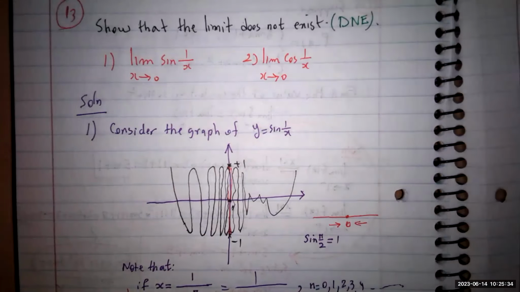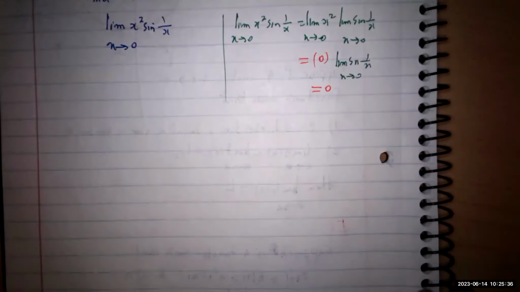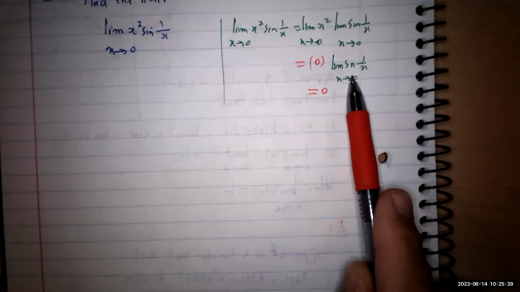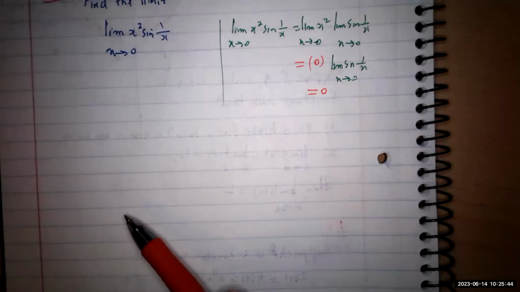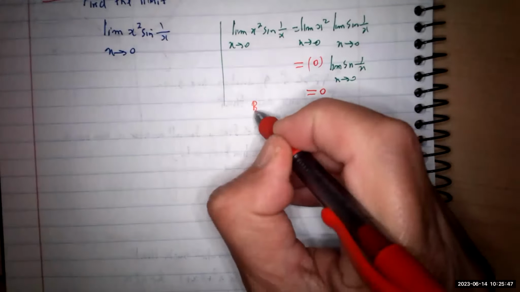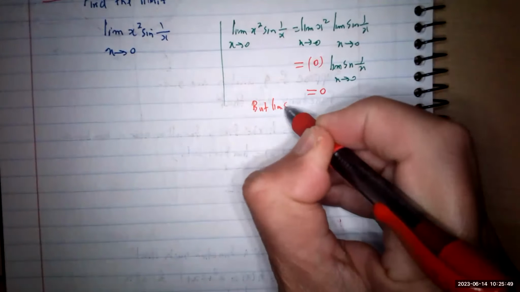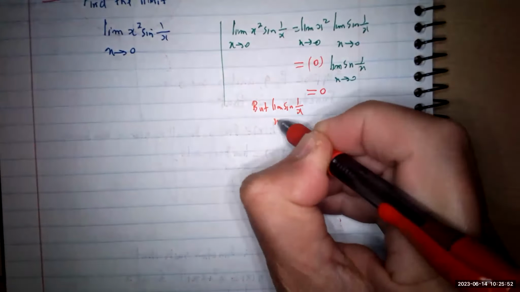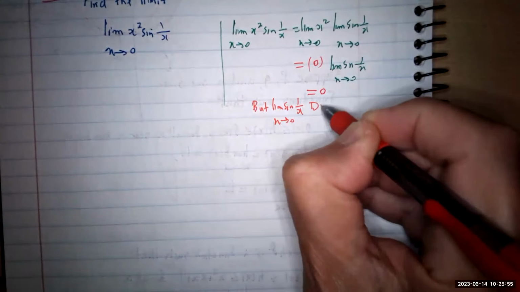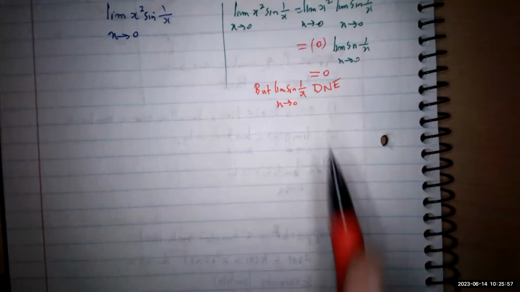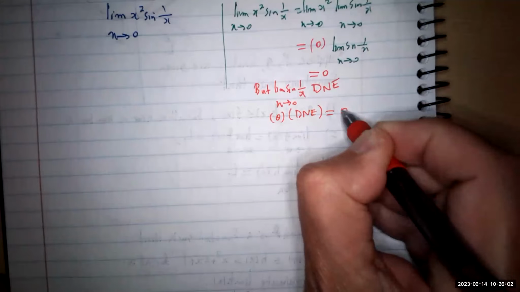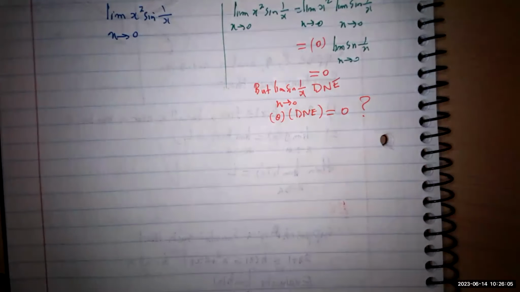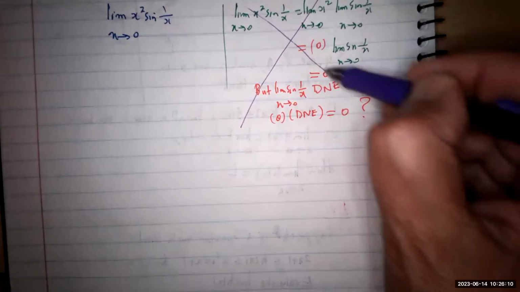So you cannot say that I don't care about the second one. Yes, if the second one was a number, you can say that the number times 0 would be 0. But your difficulty is that the limit of the sine of 1 over x, x goes to 0, does not exist. So you cannot say that 0 times does not exist is equal to 0, you see? This is not going to be the case. So for this reason, this solution is wrong.